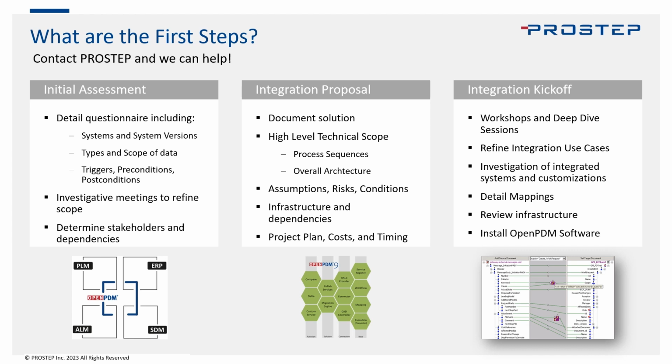From there, we'll generate an integration proposal where we'll document the solution, do a high-level technical scope, including process sequence diagrams and overall architecture diagrams, and document assumptions, risks, conditions, and dependencies to the infrastructure and needs there, so that we have everything aligned to get going right away. And then project planning, timing, and costs overall of the project.